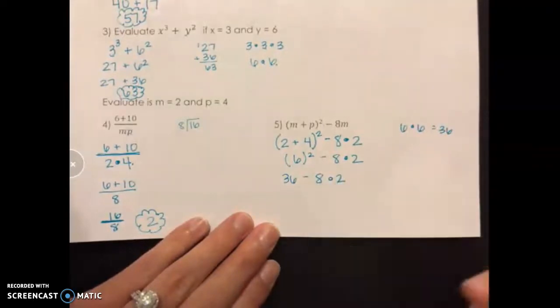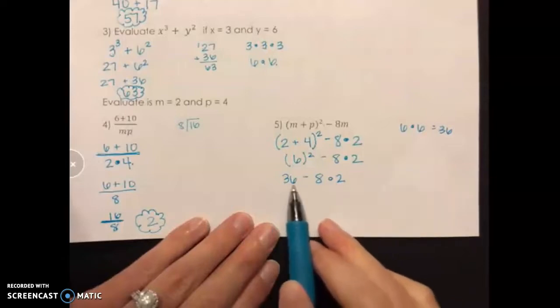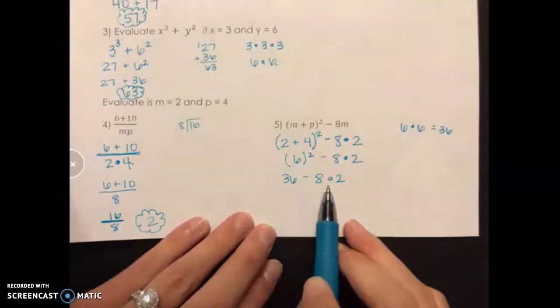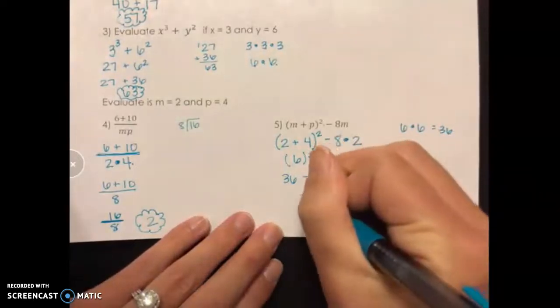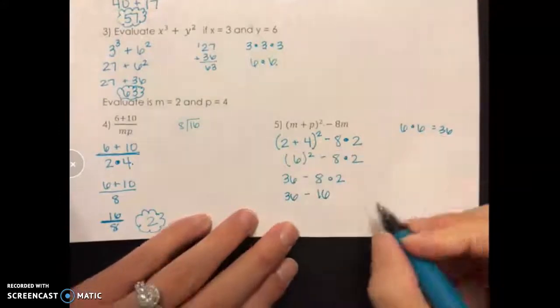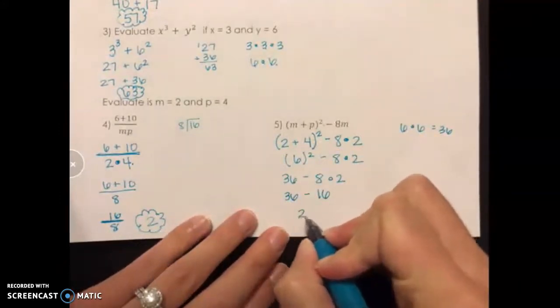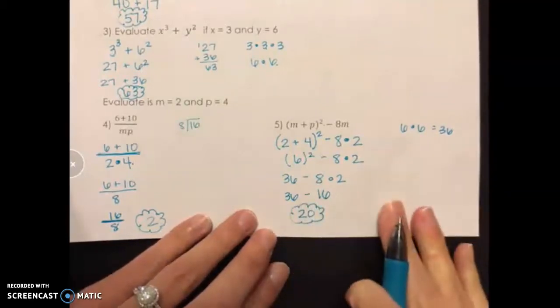All right. Continuing with order of operations. No more parentheses. No more exponents. So let's look for any multiplication or division. Multiplication. 8 times 2 is 16. Okay? And then I'm going to subtract. 36 minus 16 is 20.